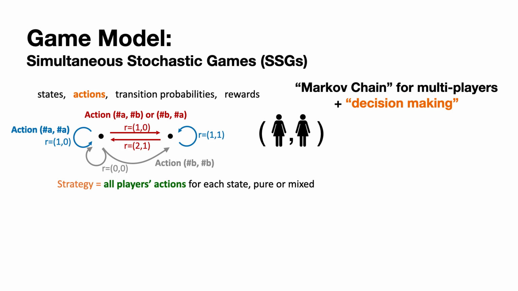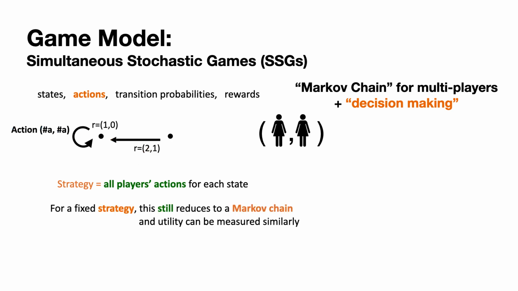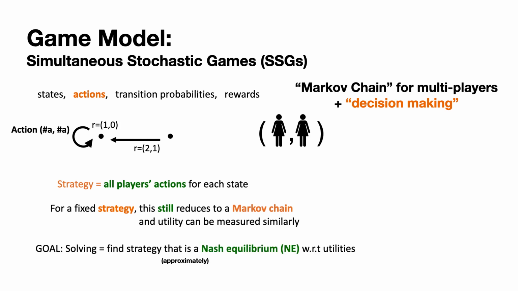We call the strategy the collection of all players' actions for each state. Note that we not only allow deterministic or pure strategies, but also allow randomized or mixed strategy for each player. For a fixed strategy, the model still reduces to a Markov chain, and the utility of players could be measured similarly as we mentioned. The goal for studying simultaneous stochastic games is to find strategy that achieves Nash equilibrium of utilities, or do so in an approximate sense.